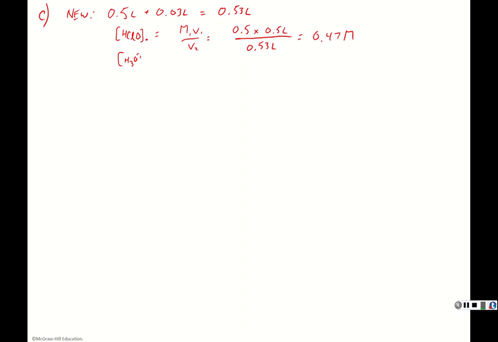H3O plus concentration: we have 1.5 molar times 0.03 liters that we're adding. The final volume would be 0.53 liters, so that concentration is 0.085. So that'd be the final H3O plus concentration when we add it in to the bulk mixture. And then finally, ClO minus concentration. We start with 0.6 molar with 0.5 liters, and that goes to a final volume of 0.53 liters after we add our acid, HCl. We get 0.57 molar.